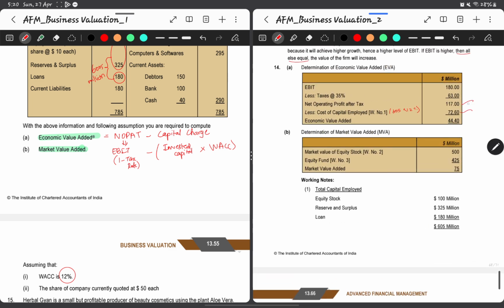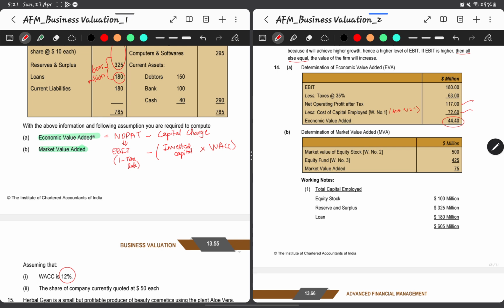And net operating profit we found out 117. Reducing this will give us the economic value added. As we have previously discussed, economic value added is nothing but the extra value the company is giving over and above its cost of capital. In our case, the cost of capital is 72.6 million and the company is making an operating profit after taxes of 117. So reducing that, the company is making an extra value of 44.4 million.